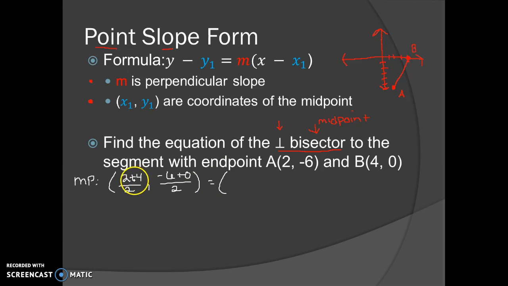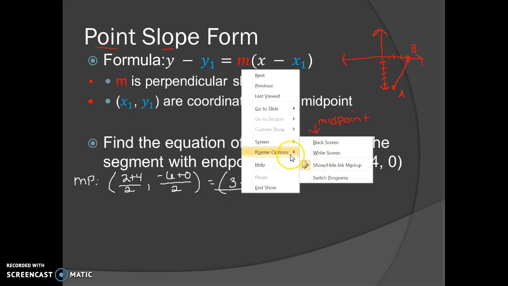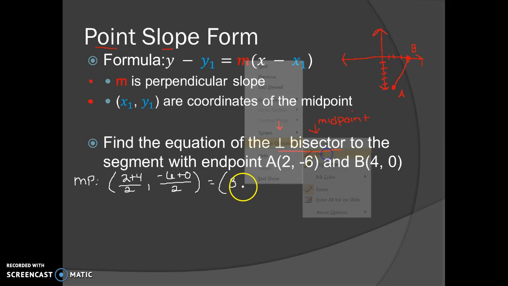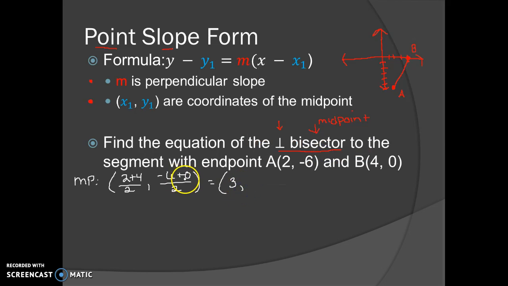2 plus 4 is 6, divided by 2 gives us 3. Negative 6 plus 0 is negative 6, divided by 2 is negative 3. So the midpoint is (3, -3), which makes sense. Over 3, down 3, right about here. So that's the midpoint. And that's the point that we're going to use. That's the x1 and the y1 that we're going to need to use in our point-slope formula.